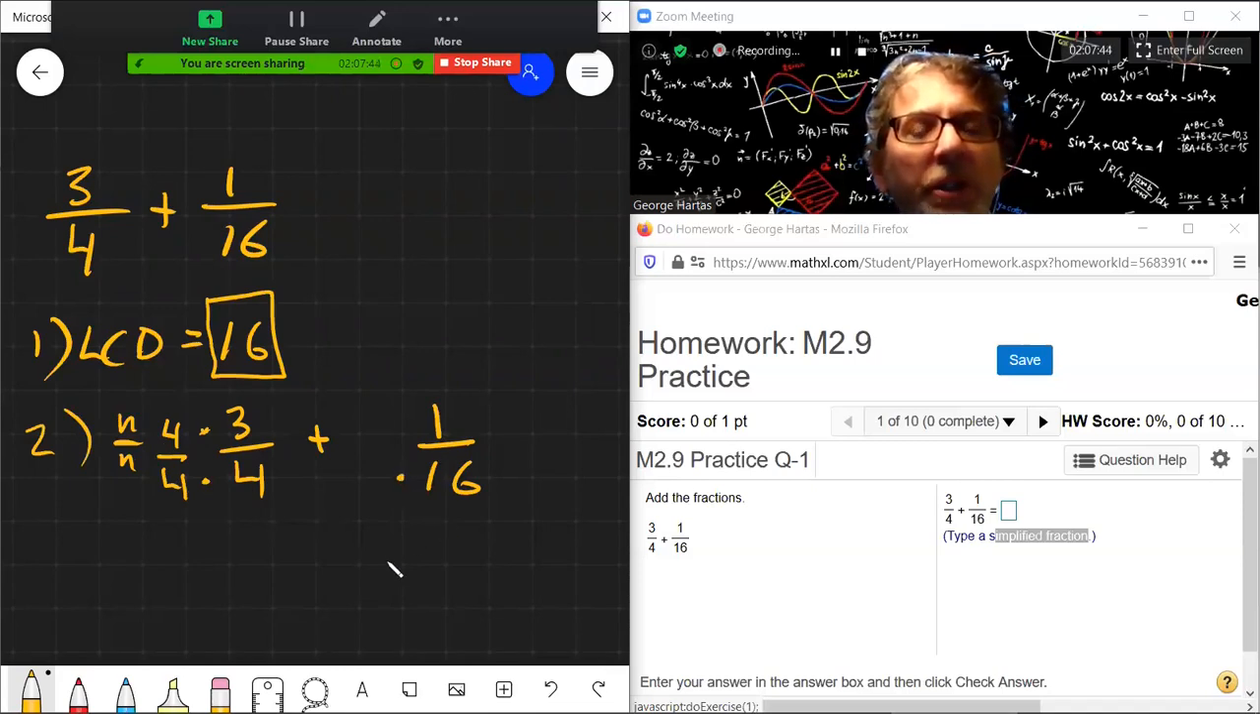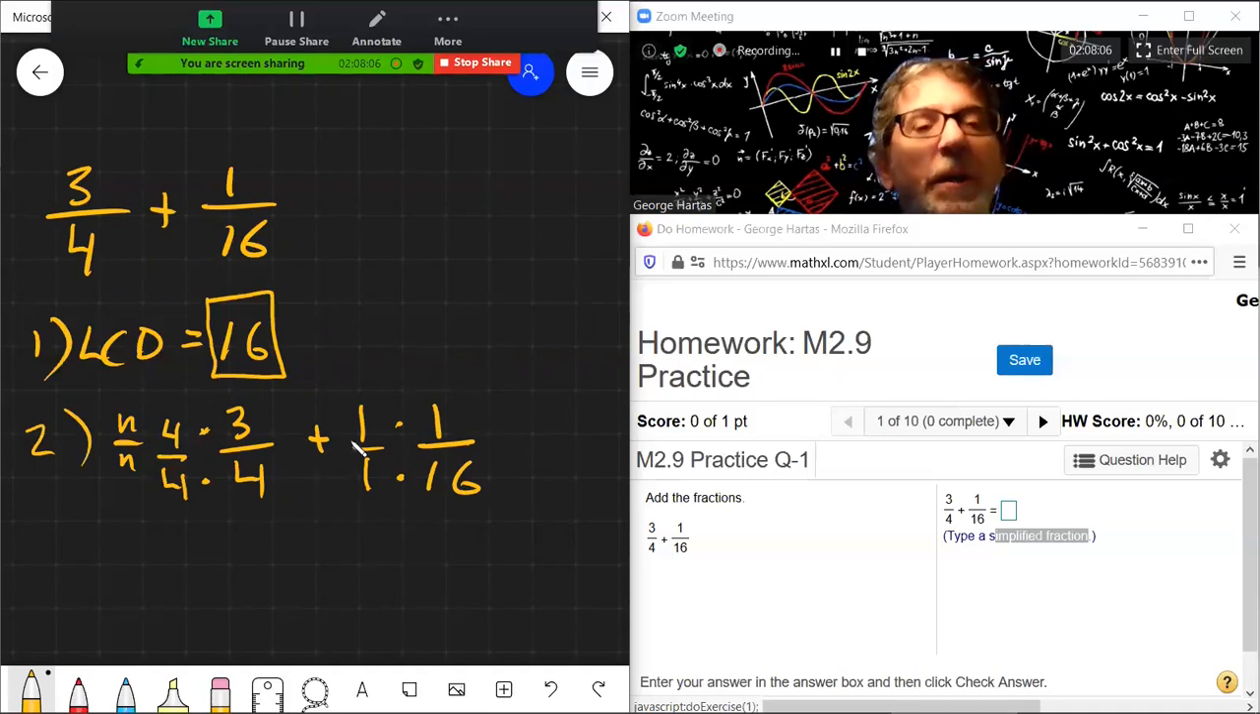Put your multiplication dot here and ask yourself, what number times 16 is 16? Well, that number is 1. So if we multiply this by 1, we have to multiply this by 1. I only did this to show you that what we do to one, we do to both.